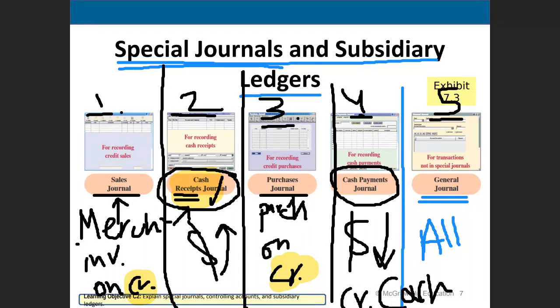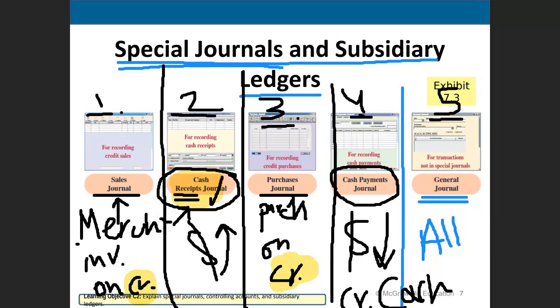Purchases of supplies for cash. We purchased supplies and we paid cash. Okay, some might say 2, 3, or 4. I will repeat. We purchased supplies, but we paid cash. Exactly, it is 4. Because when we purchase supplies for cash, it means that we paid cash. So it will be cash payment journal.